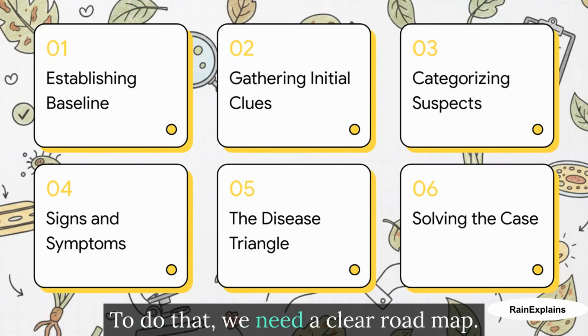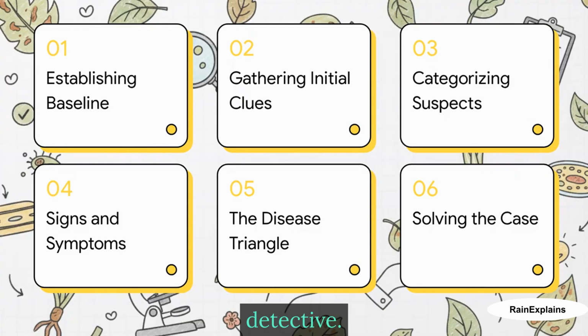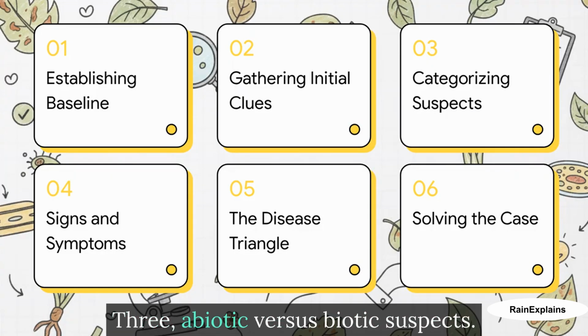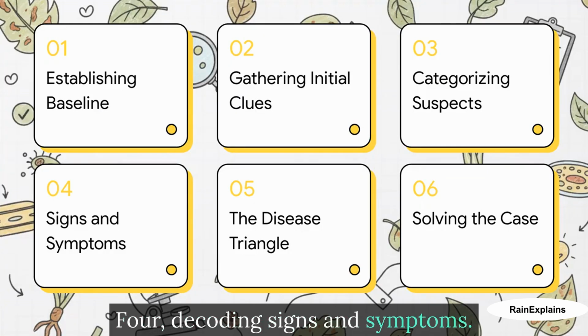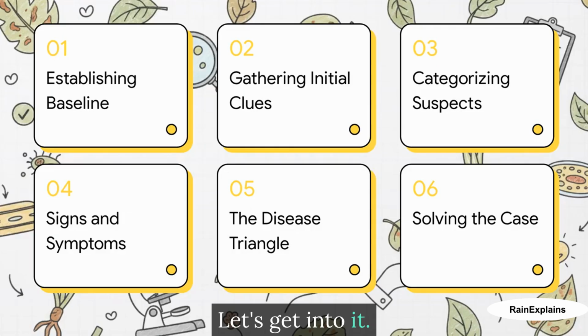To do that, we need a clear roadmap. We're going to cover: 1. The botanical detective. 2. Gathering initial clues. 3. Abiotic versus biotic suspects. 4. Decoding signs and symptoms. 5. The disease triangle. And 6. Solving the case. Let's get into it.